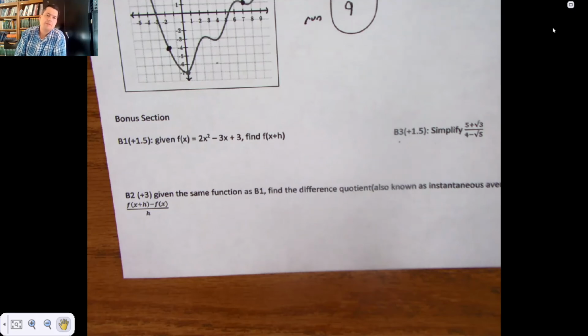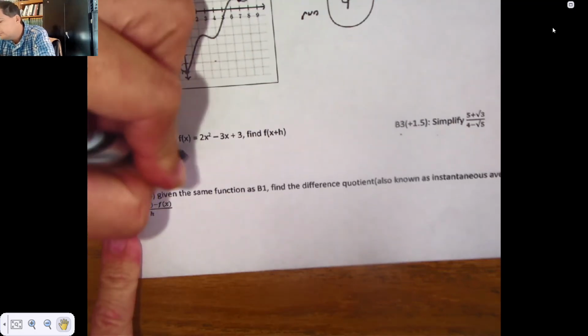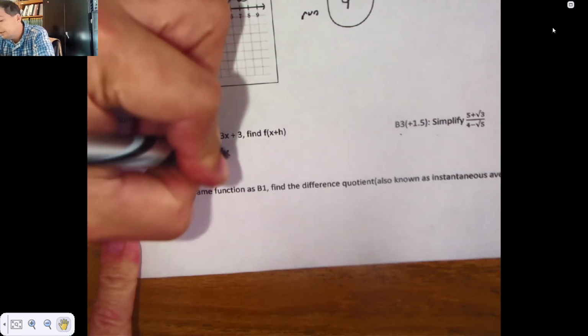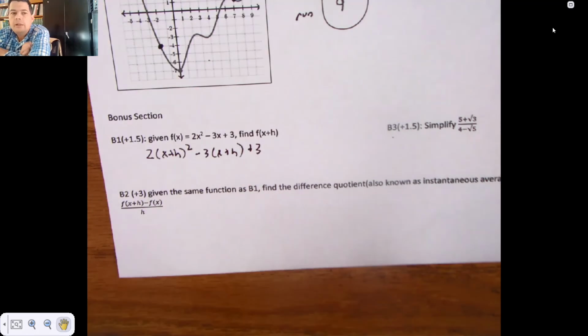So given f of x is 2x squared minus 3x plus 3, find f of x plus h. Don't you step in to dual enrollment next year or pre-calc and not be able to do x plus h. You don't belong in that class. I'm not even saying that mean. I'm just saying you can't do this. You don't belong in that class. Rethink your life plans. First off, everything becomes x plus h.